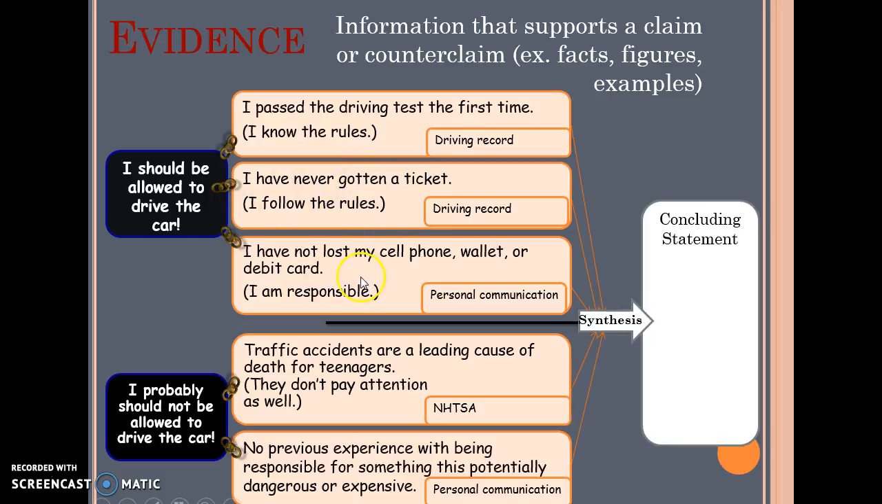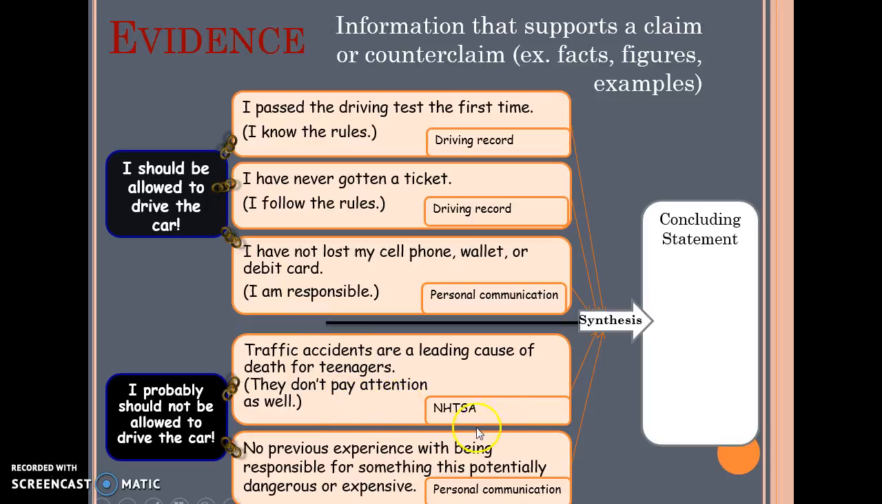I have not lost my cell phone, wallet, or debit card. This shows that you're responsible, and personal communication is going to be the backing that supports your warrant, which holds your claim together. Now, you have to address the reasons why you probably should not be allowed to drive the car. One reason might be that traffic accidents are a leading cause of death for teenagers because they don't pay attention as well.